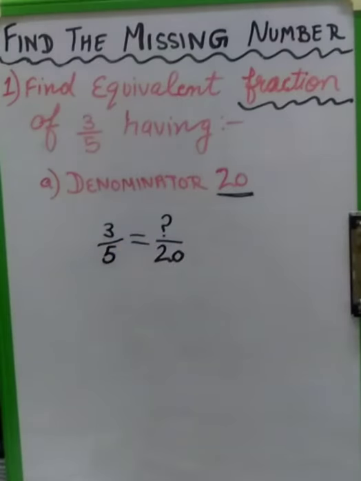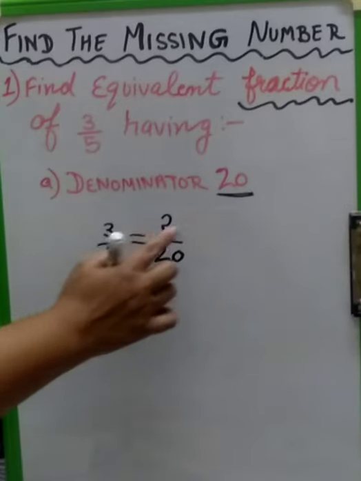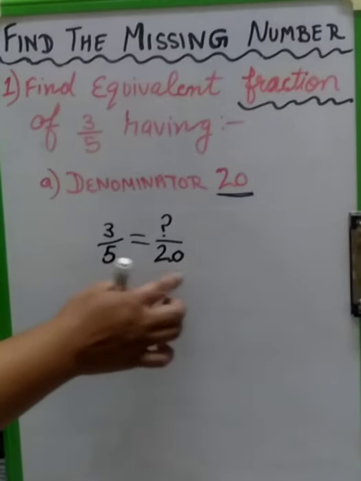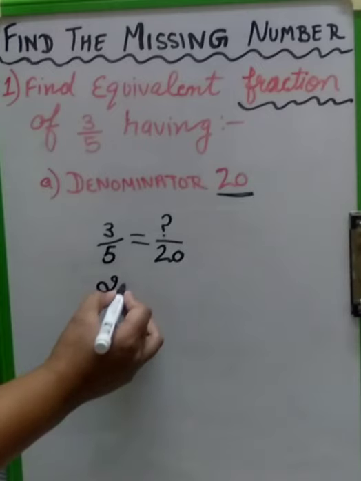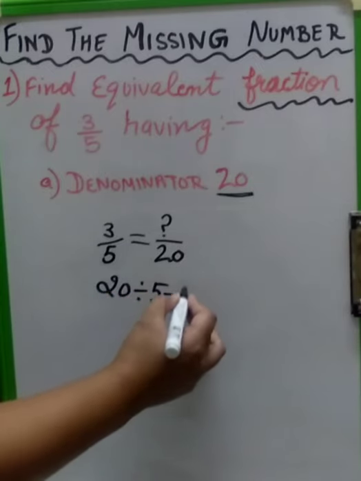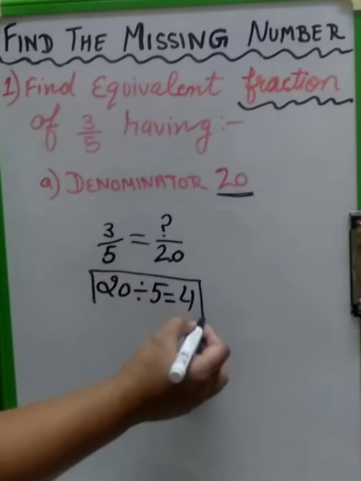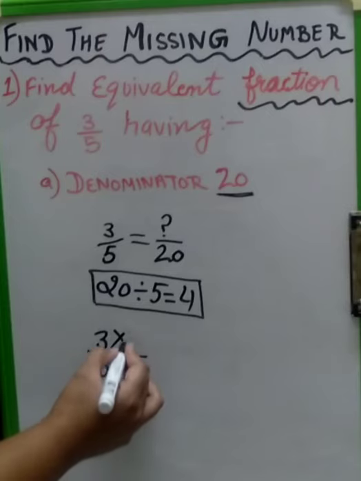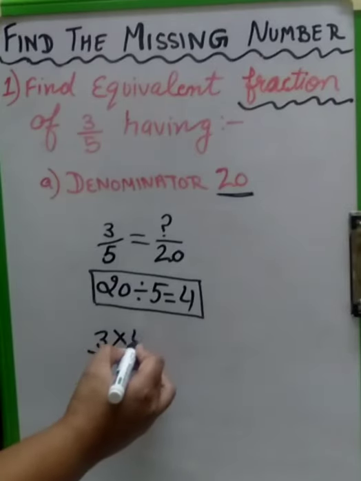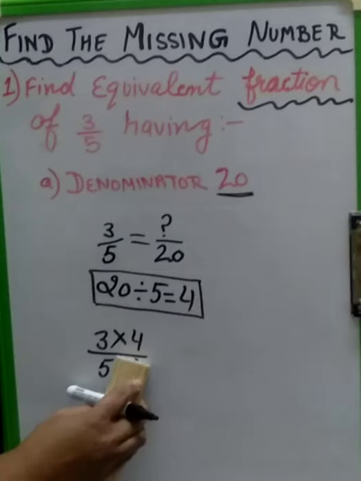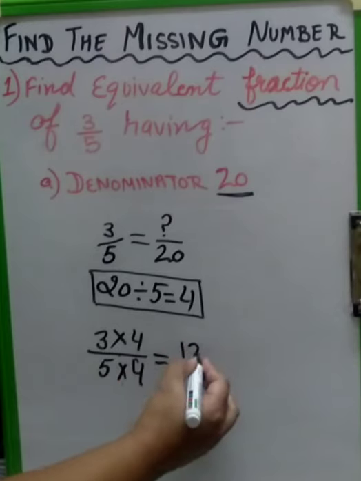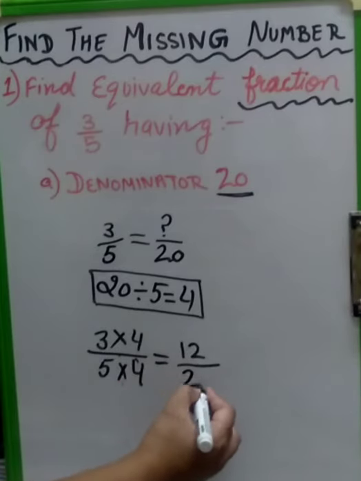So again, this example is same as the previous. Again, you need to find out here, this is the missing number. So by which number will you multiply 5 to get 20? How to find out this number? You will divide 20 by 5 and we will get 4. So it means you will multiply both numerator and denominator of the given fraction by 4. So 5 also multiplied by 4. So 3 4s are 12 and 5 4s are 20.